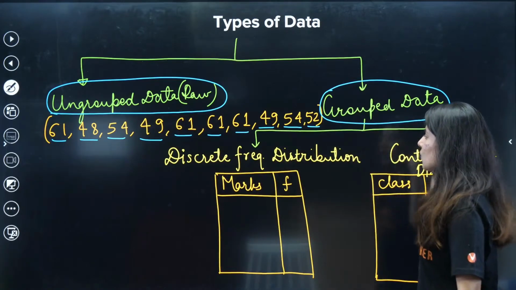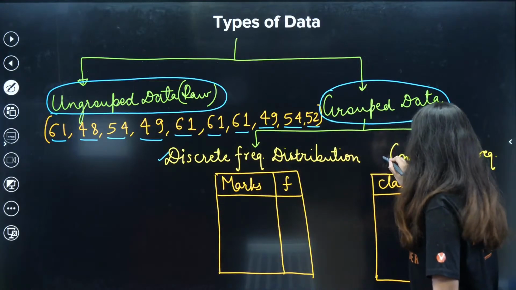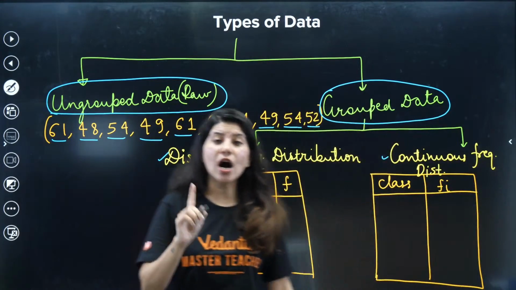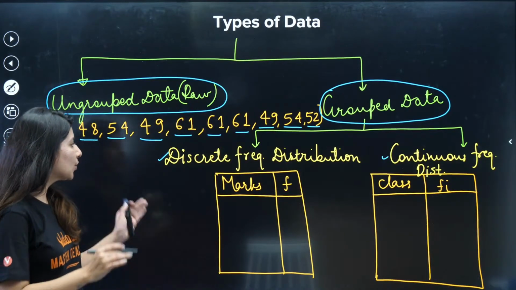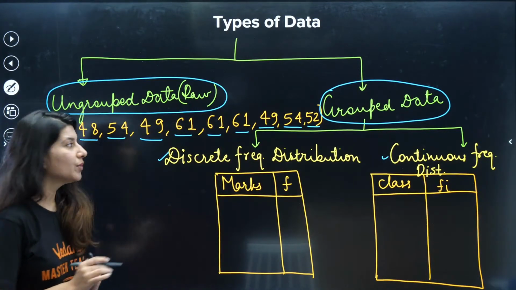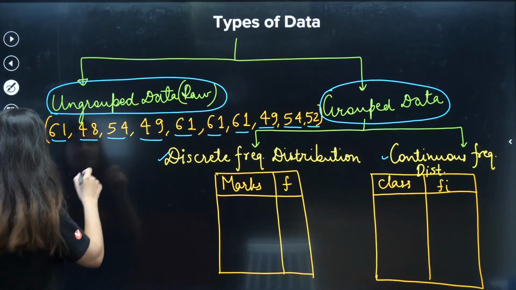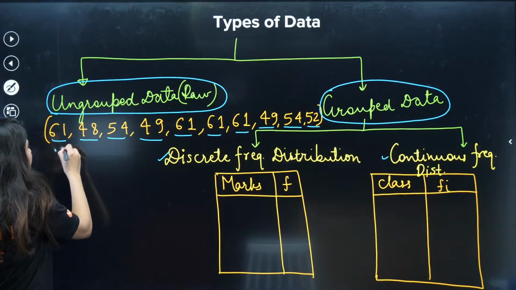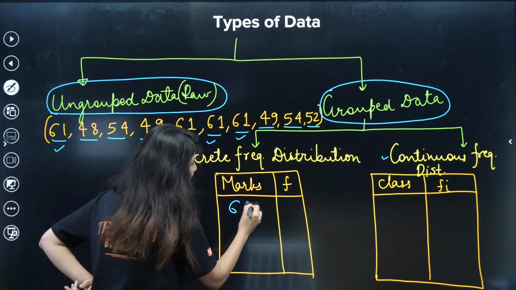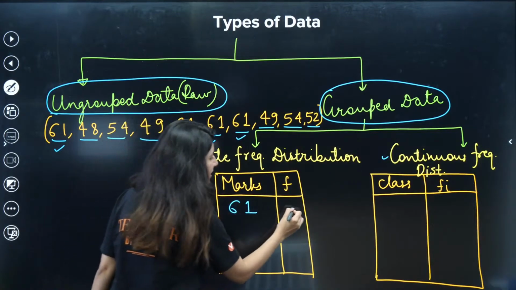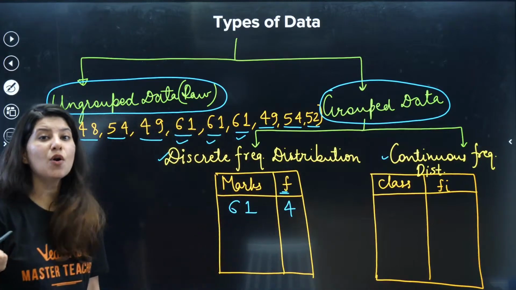Now discrete frequency distribution. There is one type of data in grouped, discrete frequency and continuous frequency. Now how to represent discrete frequency data? For that, you need to identify, okay, I can see 61 is appearing 4 times. So let us write it down as 61. Now 61 is appearing how many times? 4 times. This f is nothing but the frequency of 61.